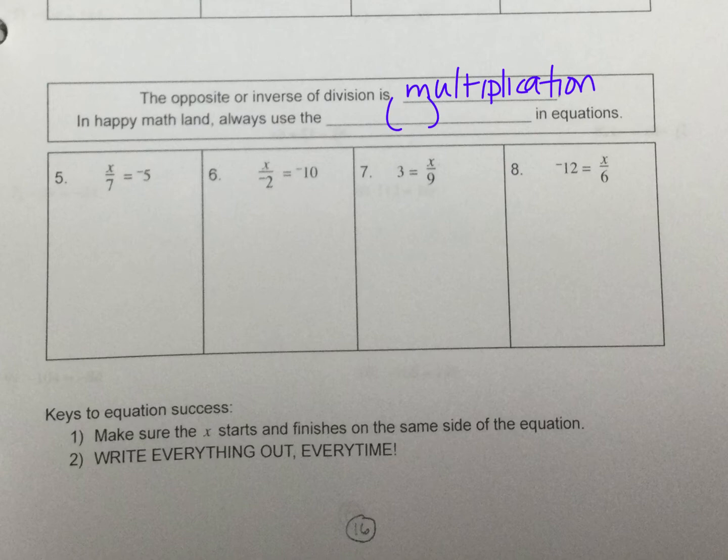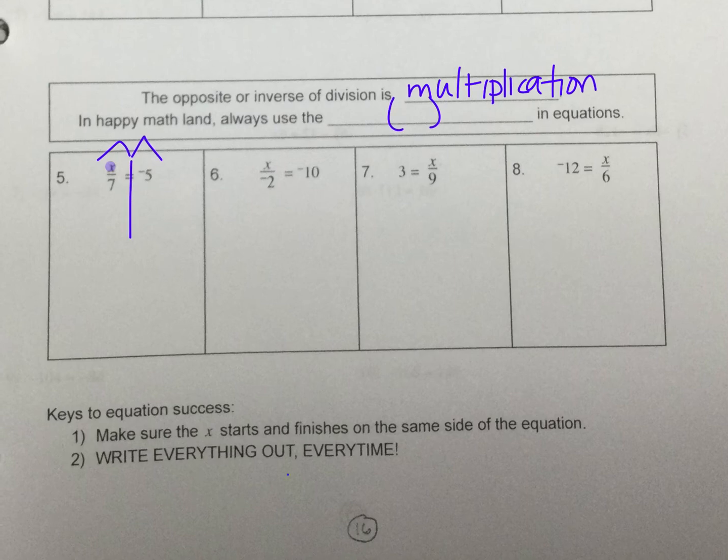All right, so I got a house. The x is right here. He is happy where he is and wants to be left alone. That means the 7 has to move. This bar means divide. So I'm going to do the opposite, and I'm going to multiply. That leaves me with an x on the left side. -5 times 7 is -35 on the right.